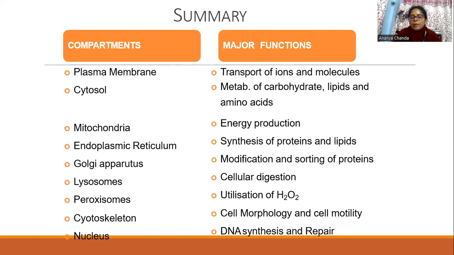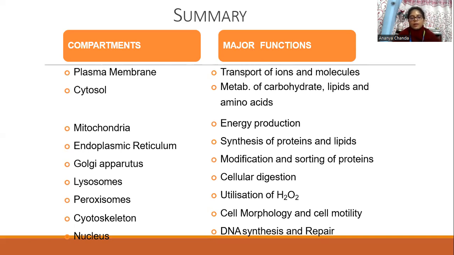Then comes the summary. This whole module consists of the cell and its function: the components of the cell and what their functions are. We can recapitulate in short. First is the plasma membrane, which helps in the passage of ions and molecules. Then comes the cytosol, which helps in the metabolism of carbohydrates, lipids, and amino acids.